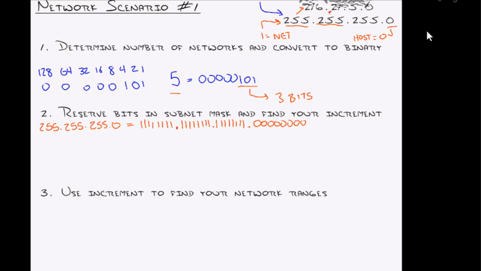So transition that back over. Our goal in this step is to reserve the bits in the subnet mask and find your increment. So when I say reserve the bits in the mask, what I mean is I know that I can't get the number 5 with any less than 3 bits. And I know that network bits are ones. So what I need to do when I'm making this reservation is give myself 3 more network bits. So I pick up where the ones leave off and go 1, 2, 3. Then 0, 0, 0, 0, 0.